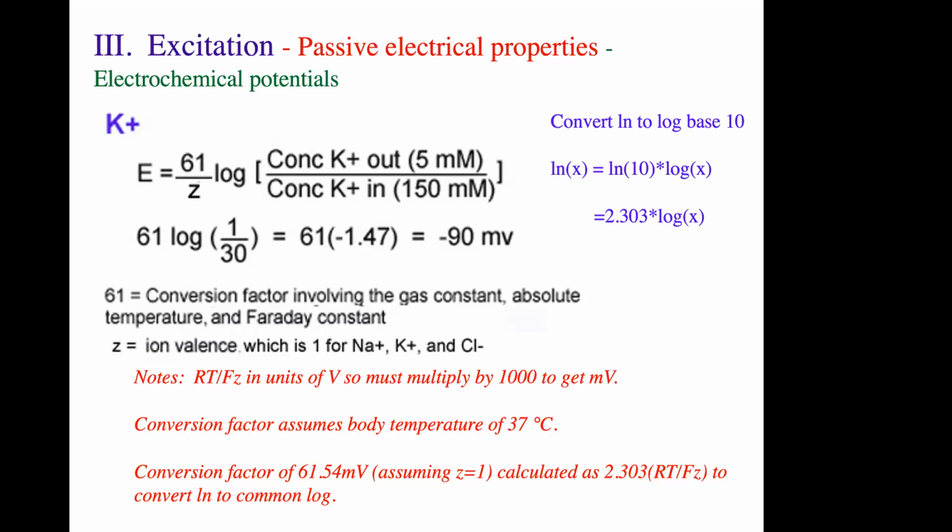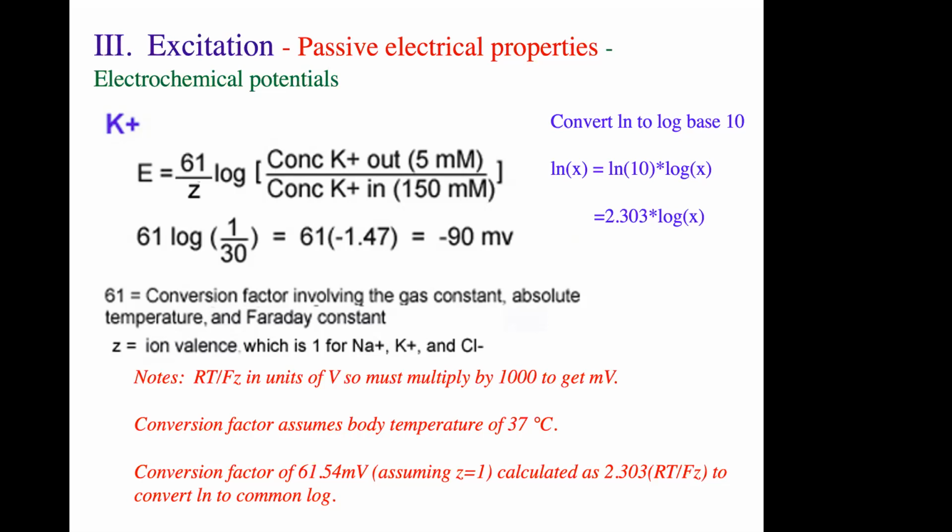So I guess what is the 61 in retrospect to the 2.303? Well, the 61 is a constant that is calculated as 2.303 times RT over FC. RT over FC times 2.3 equals 61, for something being done in a human.